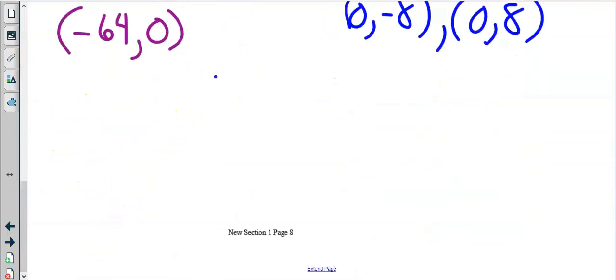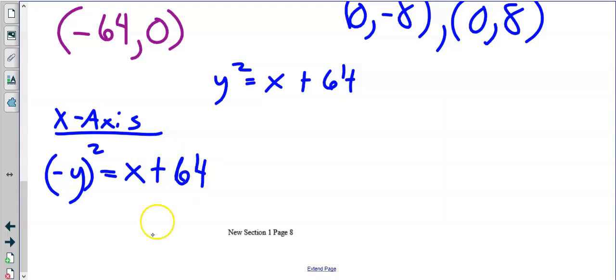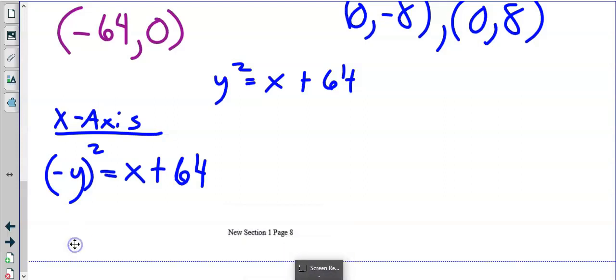So remember, our equation was y squared equal to x plus 64. So to test x-axis, we're going to plug in the negative y. And since I was plugging into a power, I put parentheses around it. Remember, I talked about that in class, that anytime I plug into a power, I put it in parentheses.